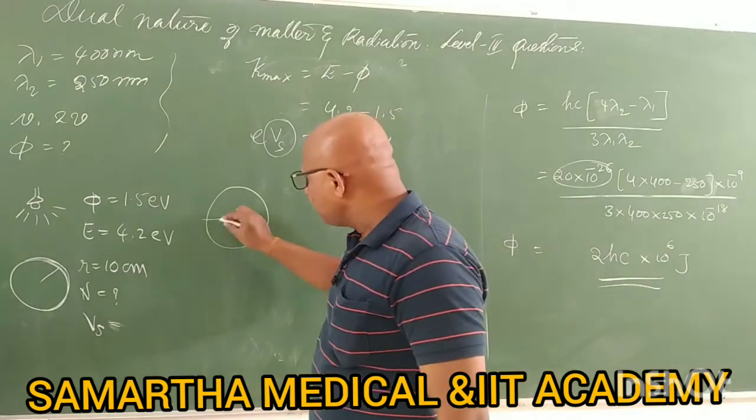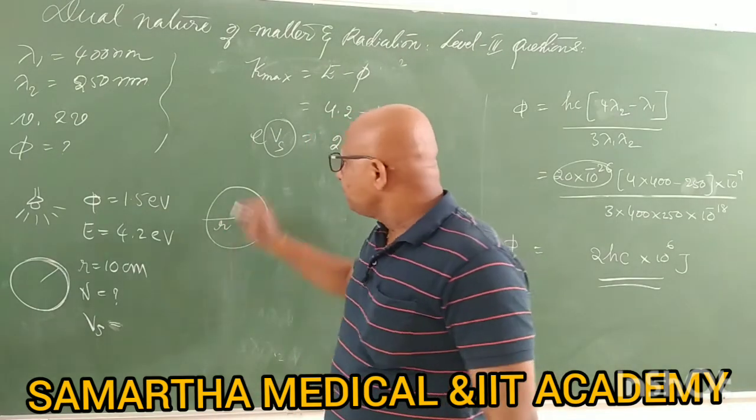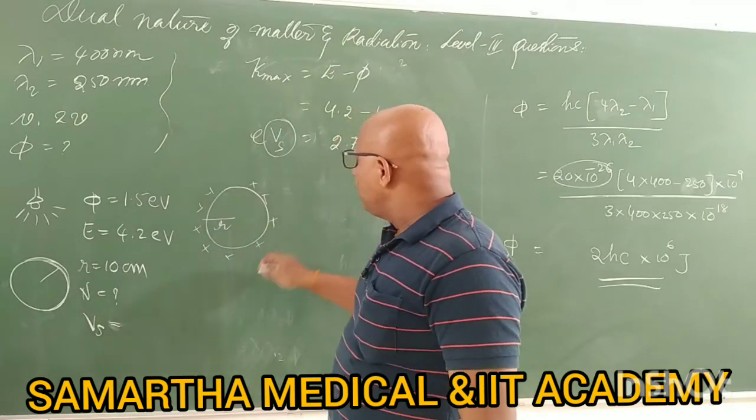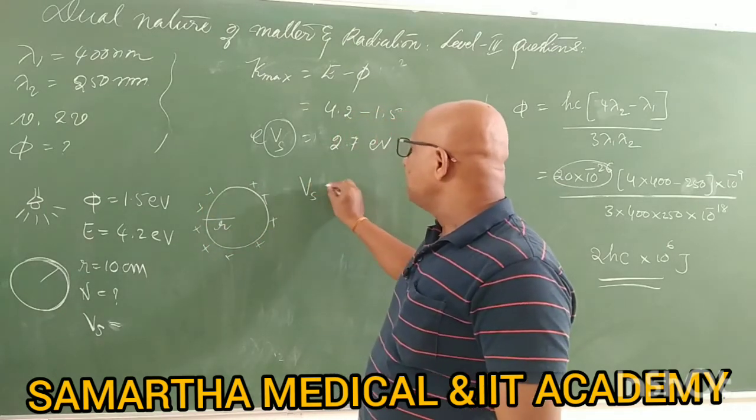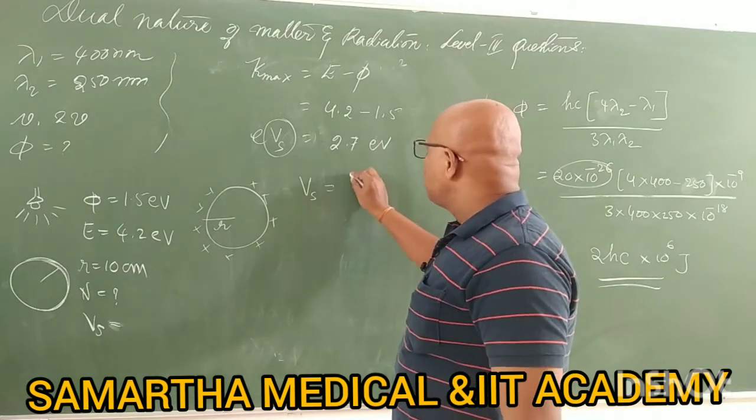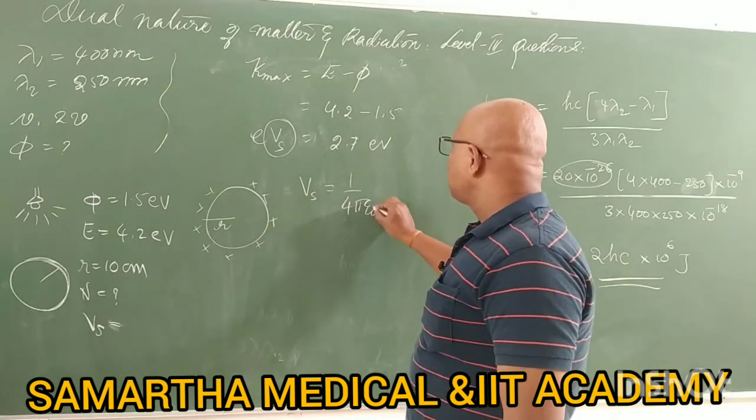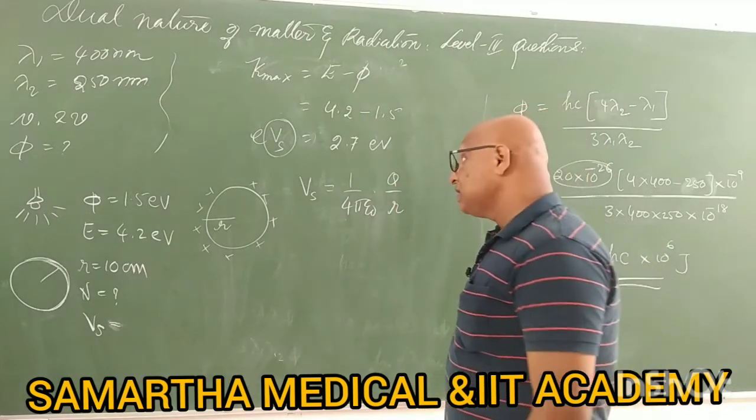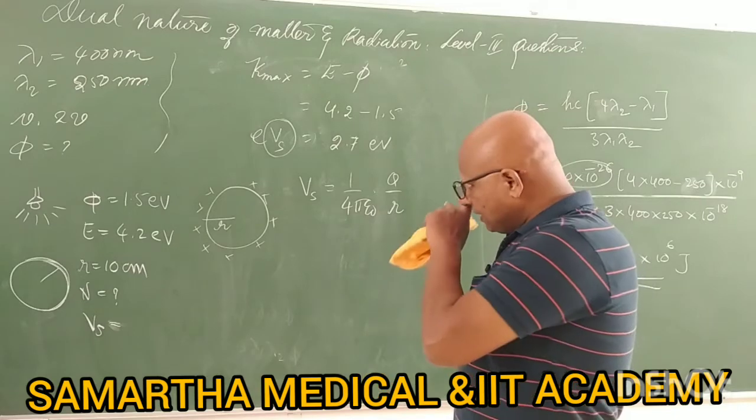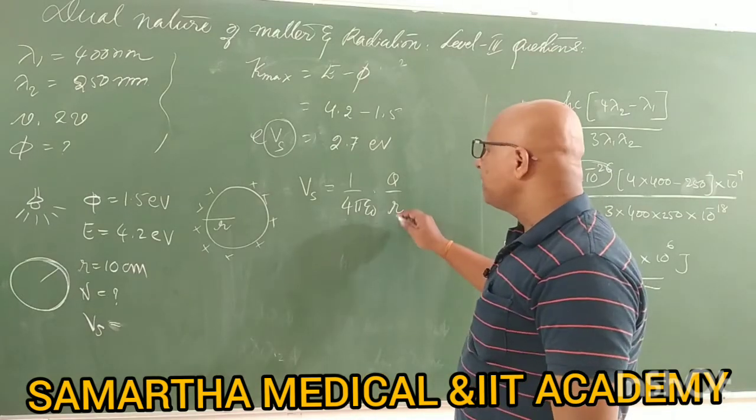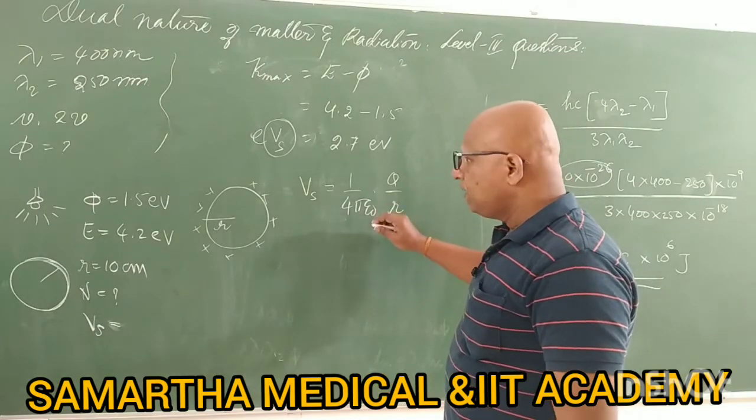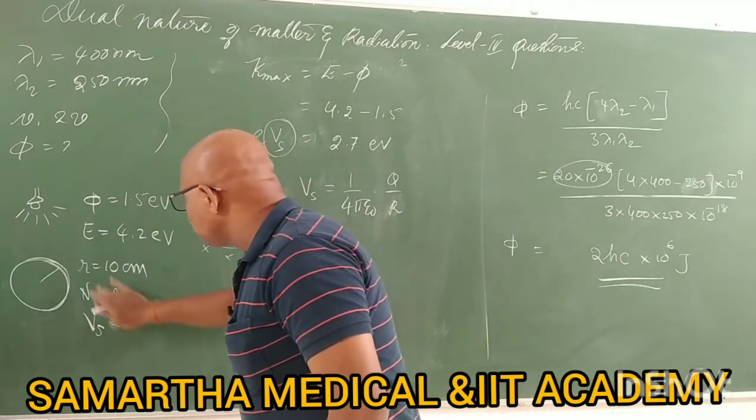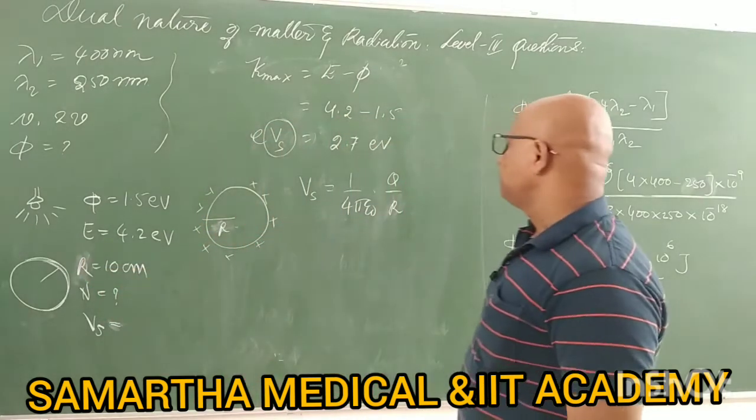If you remember, R is the radius of the sphere and charges are present over the sphere. Then voltage of the sphere, let's call it Vs. Okay, Vs is equal to 1 by 4 pi epsilon naught into Q by R, right? Not R square. Q by R is the potential of the sphere, where R is the radius of the sphere. Better we will write it capital R. Okay, capital R is the radius of the sphere.